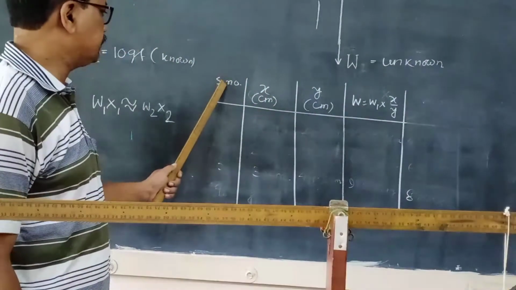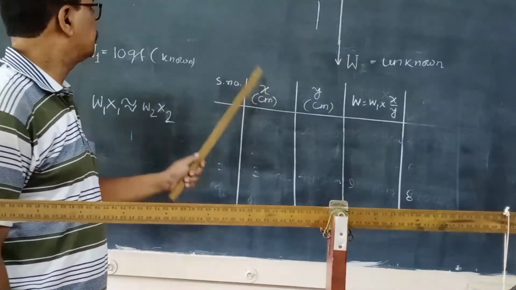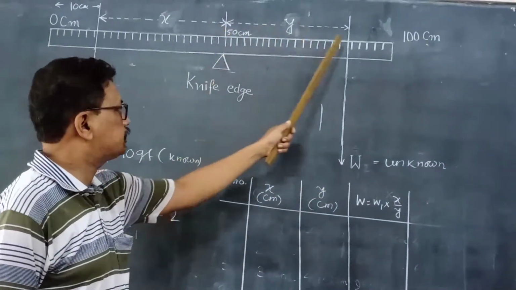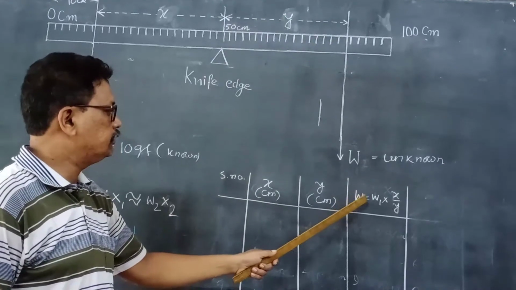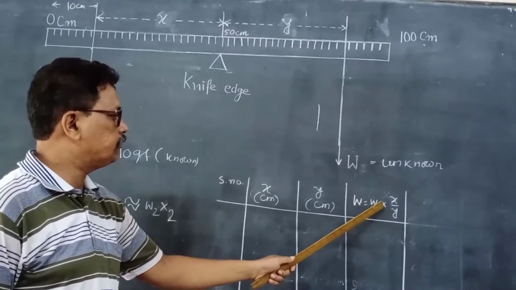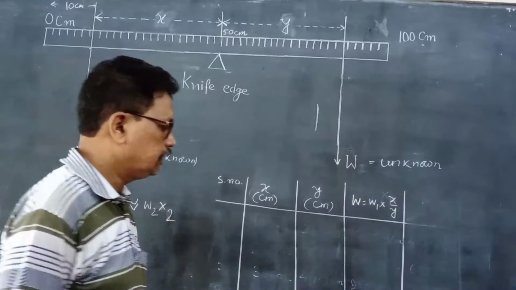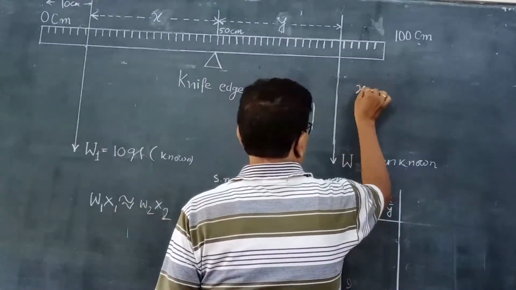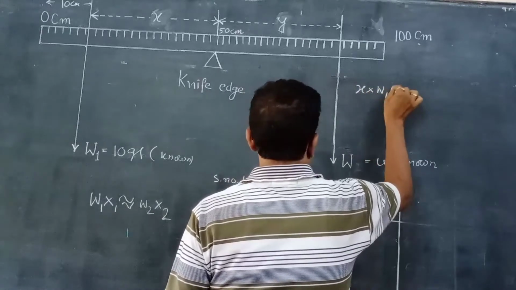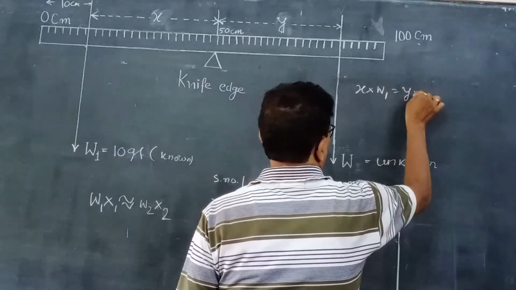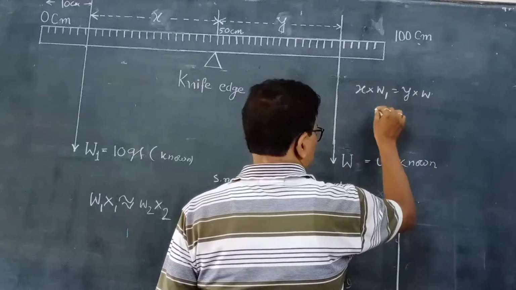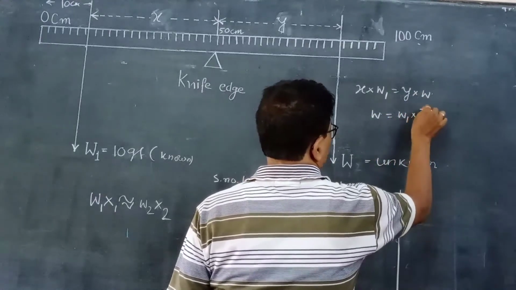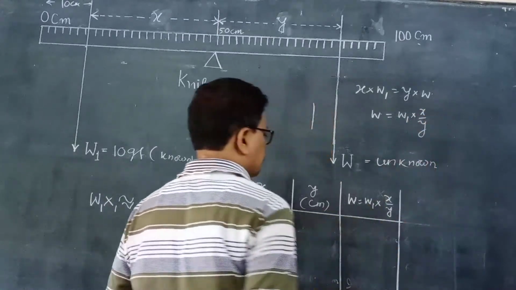In this table, serial number, X means this distance in centimeter, Y means this distance in centimeter, and W equals W1 into X by Y. Because you can understand that at equilibrium, X into W1 equals Y into W. So W equals W1 into X by Y. So this is the unknown weight.